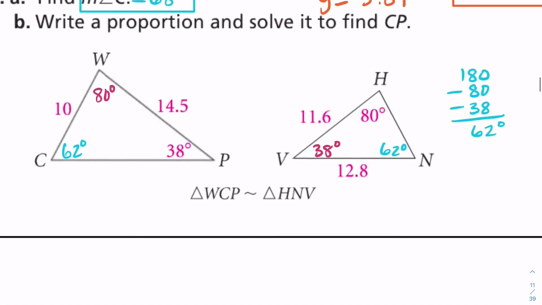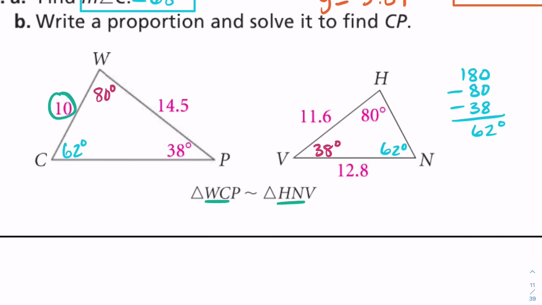So I've got to take a look at what they gave me. They gave me WC, which is 10, and that correlates to HN, which is unknown. So I can't really use those values. So the value 10 is out, which means I'm going to have to use 14.5, which is WP, which is going to have to be HV. So those two are connected, so those two I can definitely use. And then notice that this CP is unknown, but I also know 12.8. So these are the values I need to work with.